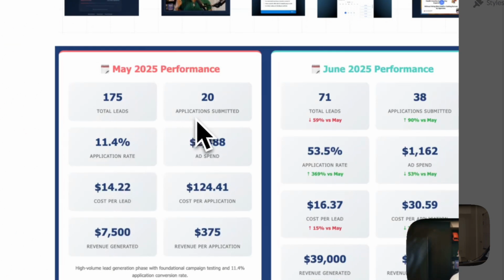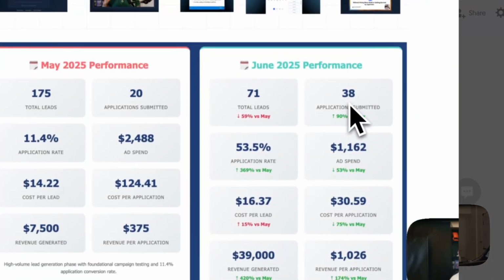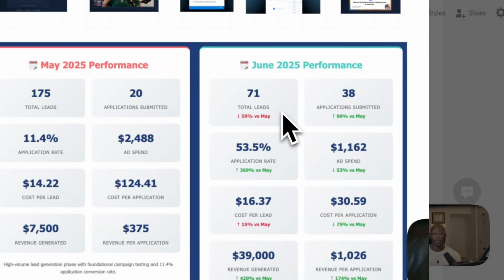But then the moment I switched to running traffic to a landing page, which was high converting, it had testimonials, it had way more information on it, what we saw was, even though my lead amount is down, my cost per lead was about the same. My applications submitted almost doubled. That means that my landing page was converting much higher to actual people taking the action that I wanted them to take, which was getting on my calendar. Right. So that is what happens when you optimize your funnel after you've optimized your traffic.